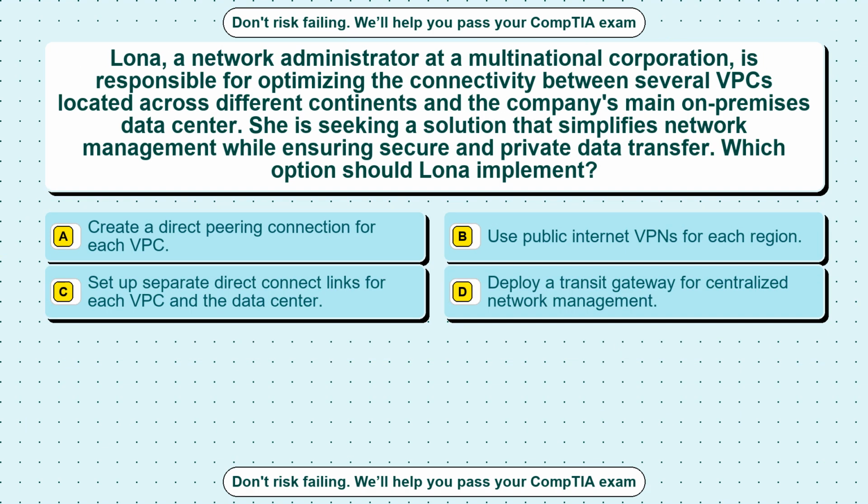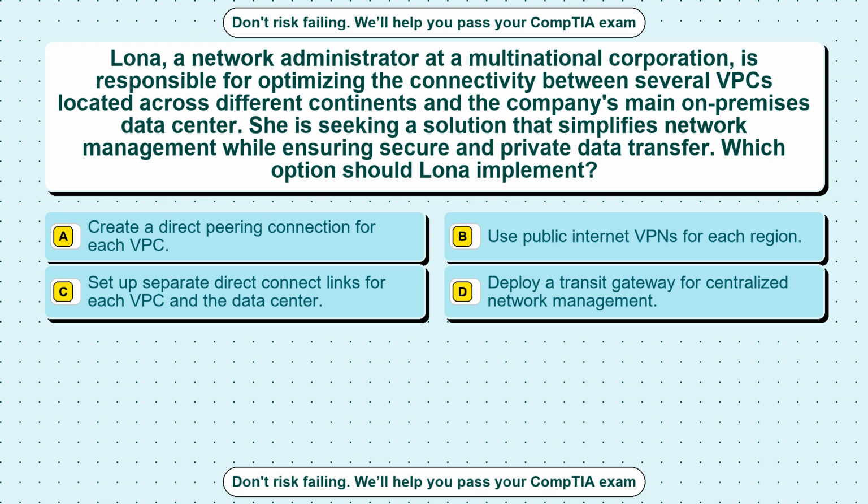Question 7. Lona, a network administrator at a multinational corporation, is responsible for optimizing the connectivity between several VPCs located across different continents and the company's main on-premises data center. She is seeking a solution that simplifies network management while ensuring secure and private data transfer. Which option should Lona implement?